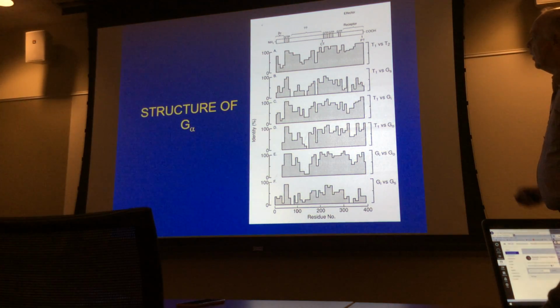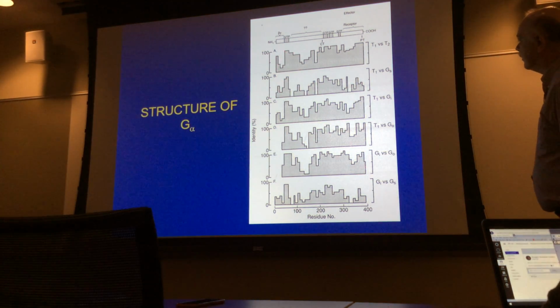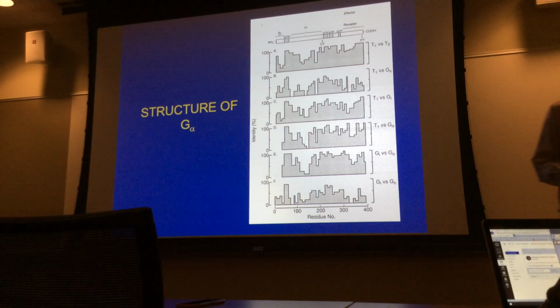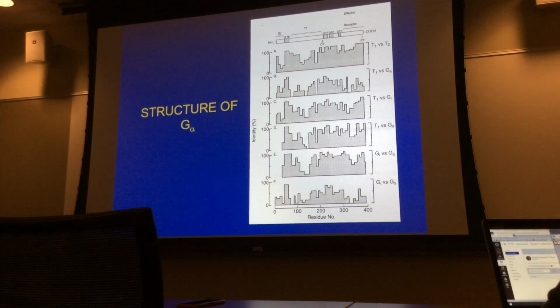This is a complicated cartoon, and I want you to ignore all of this stuff down here. Let's just look up here. This cartoon really represents a map of the structure of a G alpha, and it shows you where on the protein different things are occurring. So the G alpha, it's not a big protein. It's about 35 kilodaltons, but it's got to do a lot of things. It has a lot of things going on here.